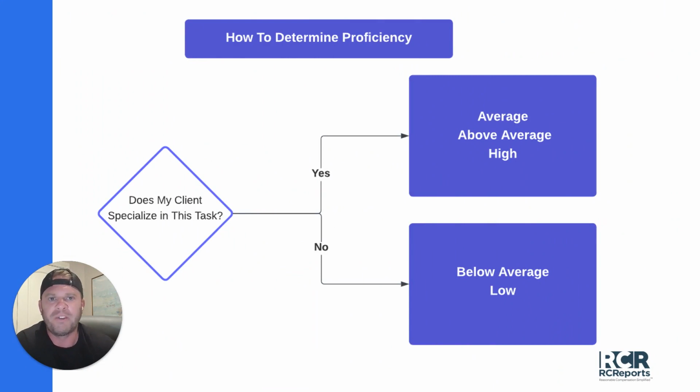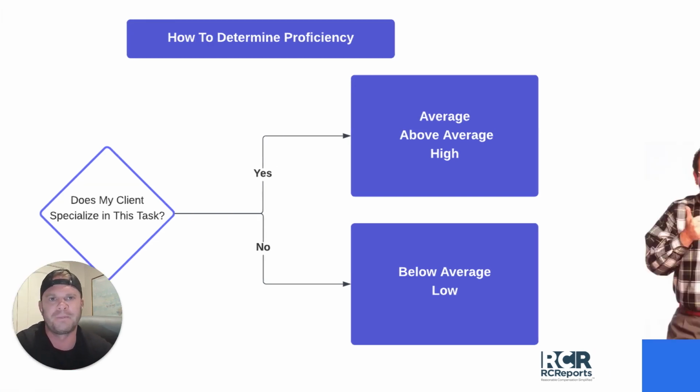When determining the proficiency level, I always recommend that you ask yourself this one question: does my client specialize in this task? If yes, they're likely going to be average, above average, or high in proficiency. If they don't, they're likely going to be below average or low. Now, this decision tree is a very broad-stroke, generality approach to determining proficiency. I would recommend not completely relying upon it, but using it as a springboard into a conversation with your customer so you can correctly determine their reasonable compensation through proficiency.